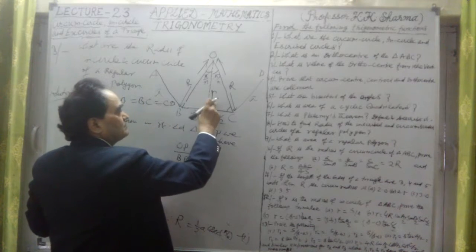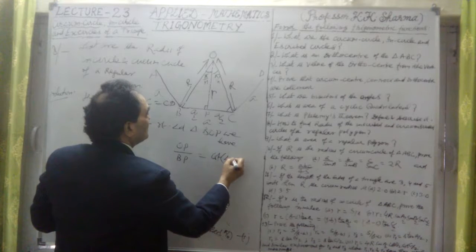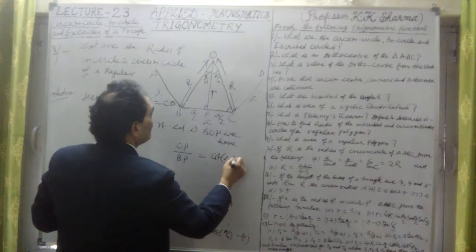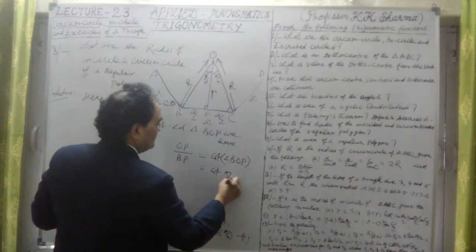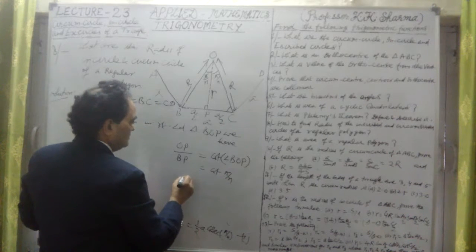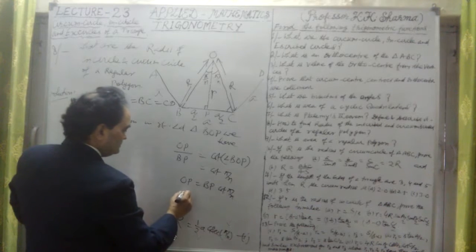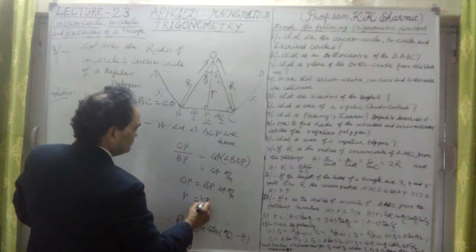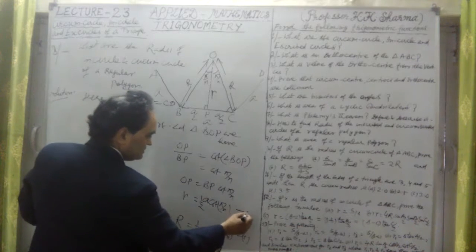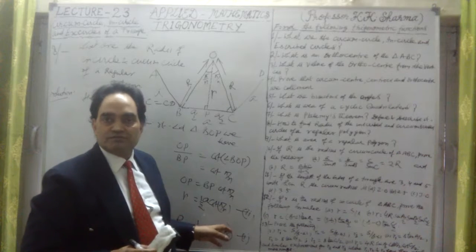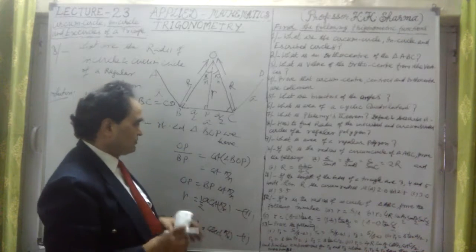Now base upon perpendicular means cot theta. It will be cot of angle BOP, which is cot of pi upon n. So OP is equal to BP into cot pi upon n. OP is small r, and BP is a by 2, so r is equal to 1/2 a into cot pi upon n. So this is the second equation, the radius of the incircle, or inradius. These two are the important points that we have calculated.